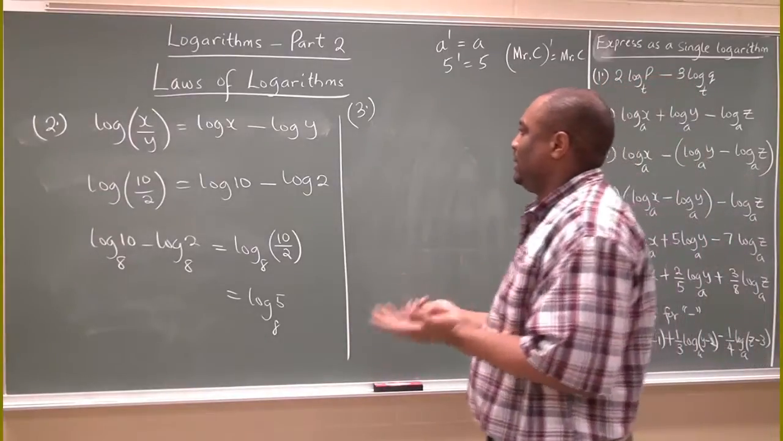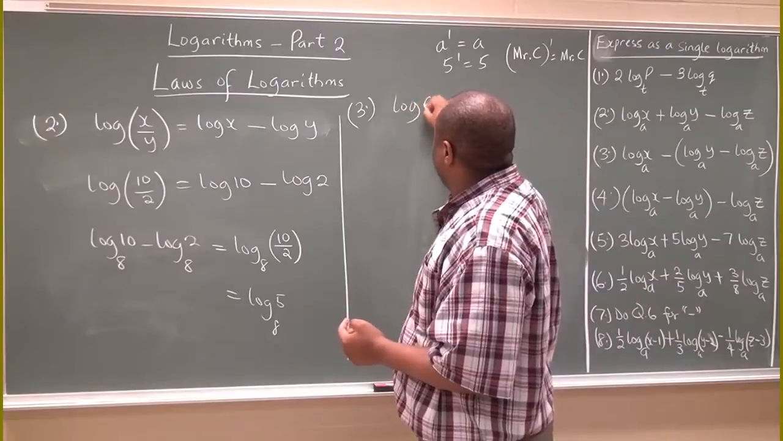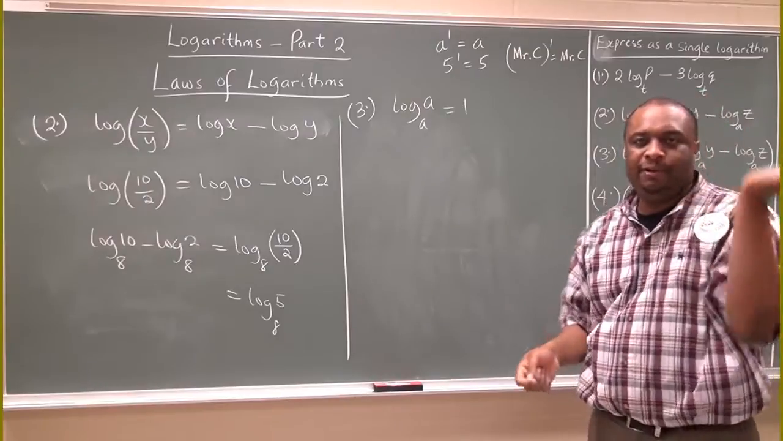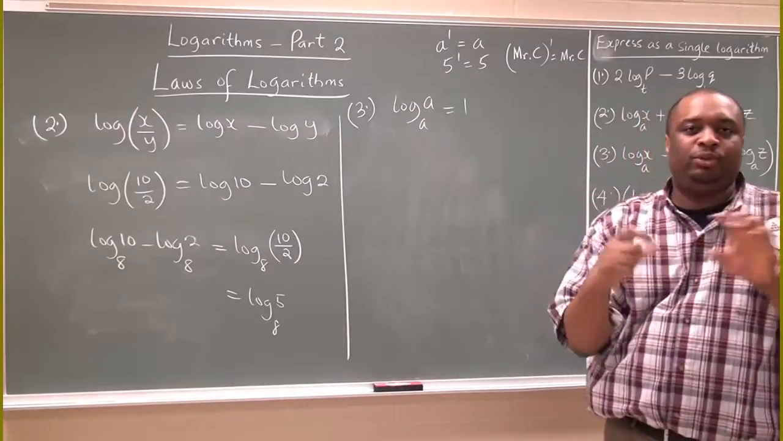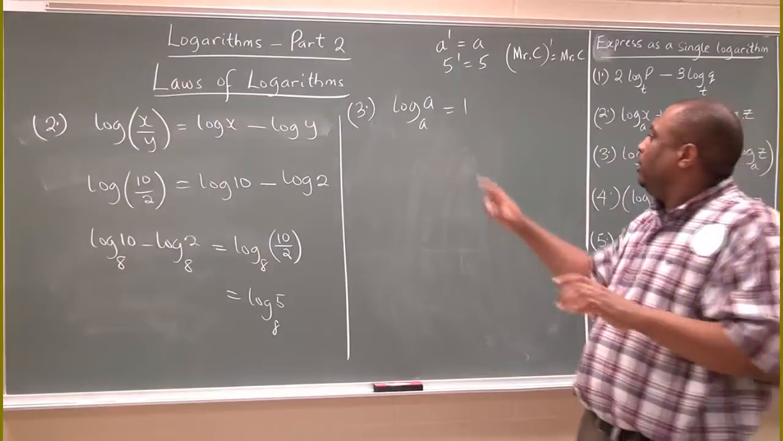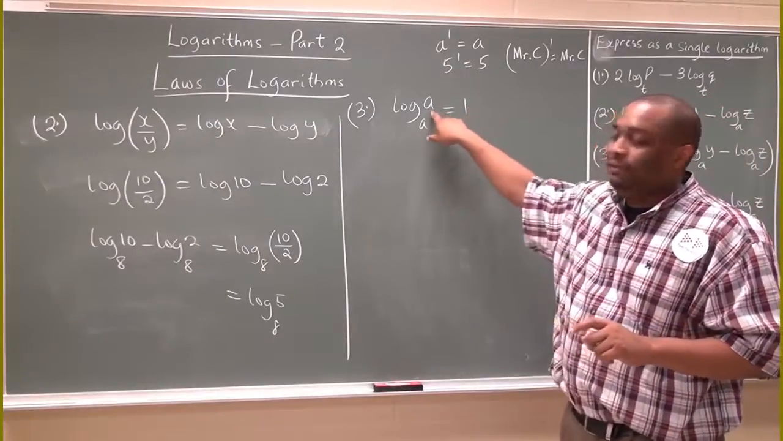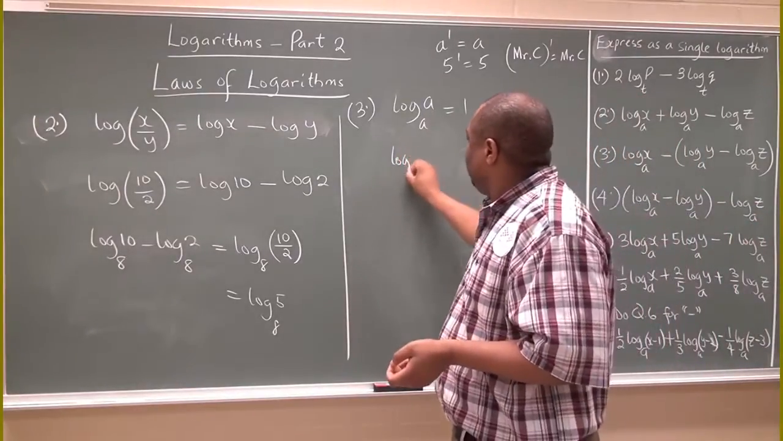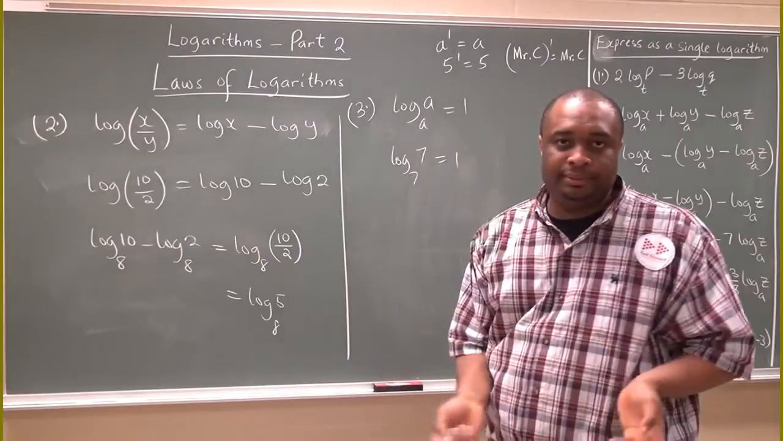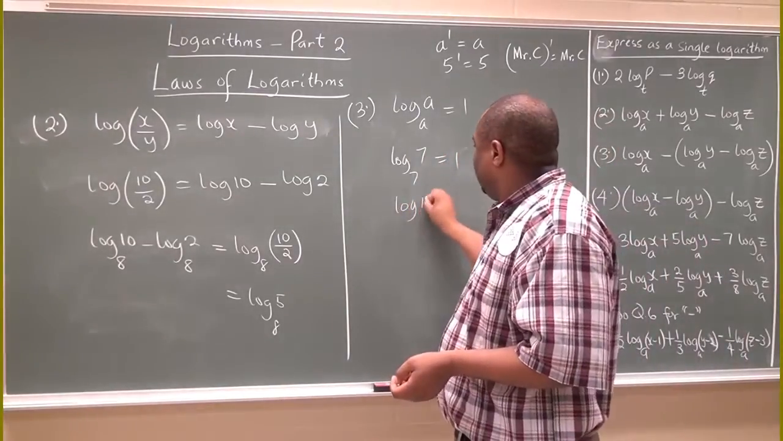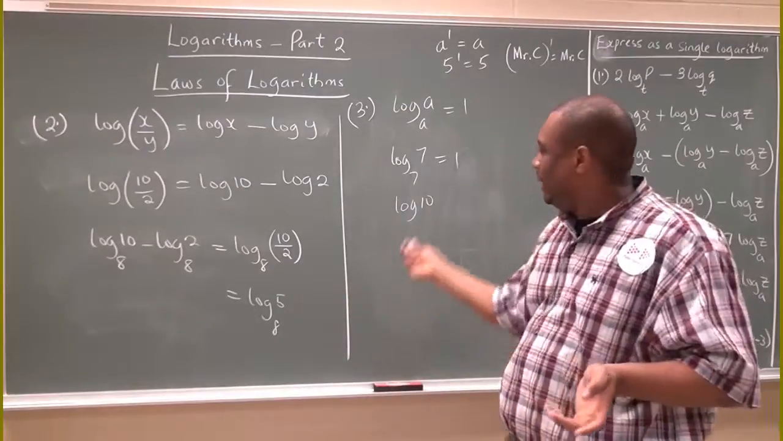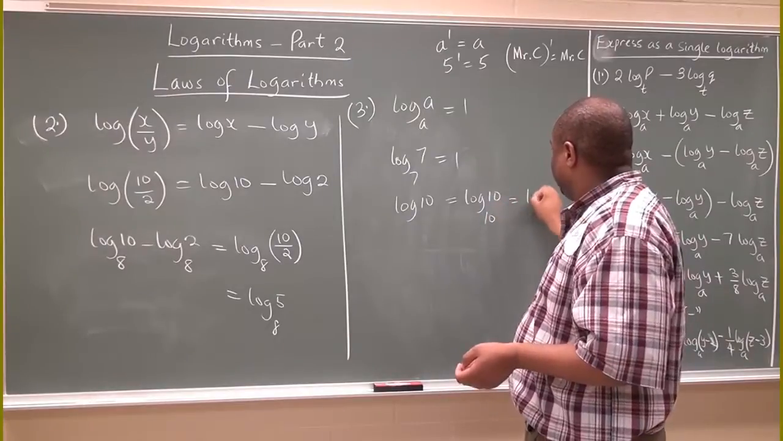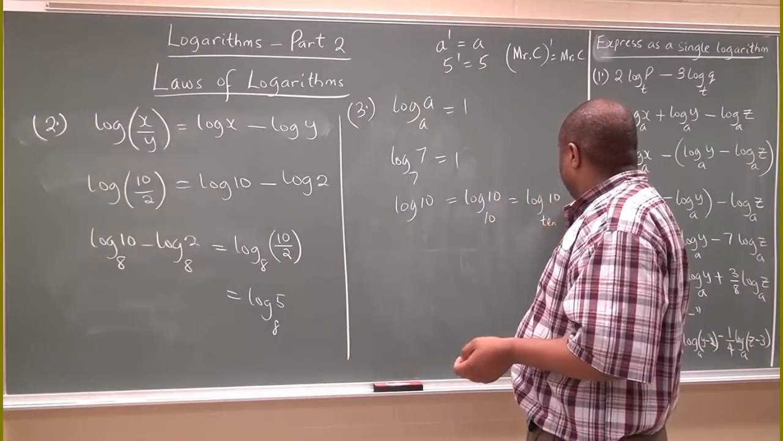So in this case, we can say that log of a base a will give you 1. Because if you recall, in the first video, the relationship between exponents and logarithms: when you have a raised to power 1, it gives you a. So log a to base a is 1. Log 7 to base 7 will give you 1. Log 10 to base 10 is 1.